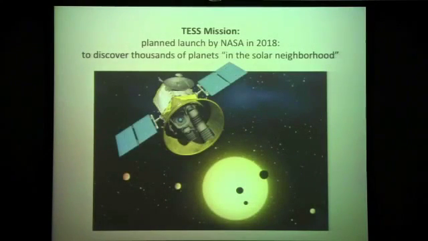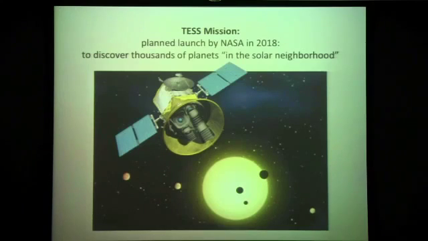NASA is planning another mission known as the TESS mission. TESS will probably be launched in 2018. I think it's scheduled for a 2017 launch, but I don't think they'll make it. But TESS is designed to detect planets using the transit technique around stars in the solar neighborhood. It will presumably detect thousands of planets. I suspect it will detect tens of thousands of planets in the solar neighborhood using this technique.